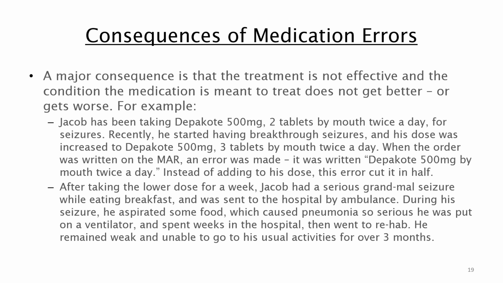After taking the lower dose for a week, Jacob had a serious grand mal seizure while eating breakfast and was sent to the hospital by ambulance. During his seizure, he aspirated some food, which caused pneumonia so serious that it put him on a ventilator and he spent weeks in the hospital. Then he went to rehab. He remained weak and unable to go to his usual activities for over 3 months. Okay, that is a lot.